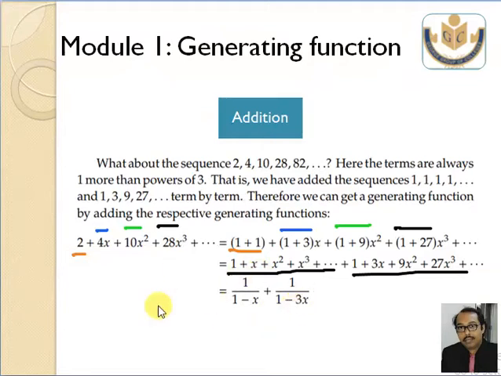Now from the last slide, you got an idea what is the meaning of this. Meaning of this is this one, and in the left side this one. So there is an addition symbol, so you get an addition, and this is your answer. Clear?